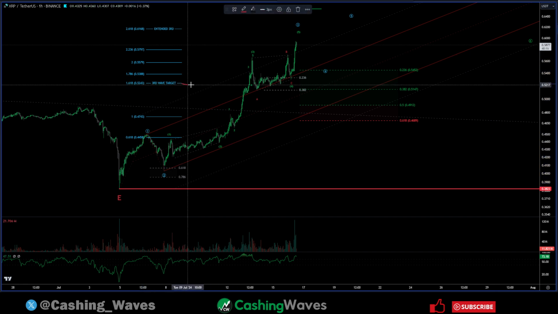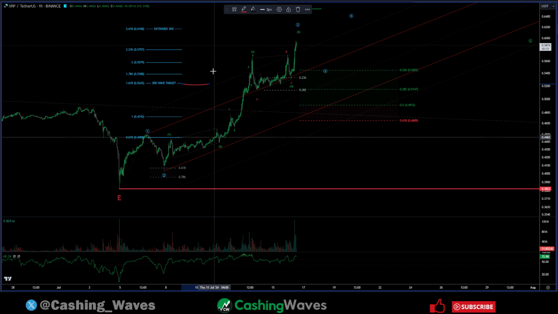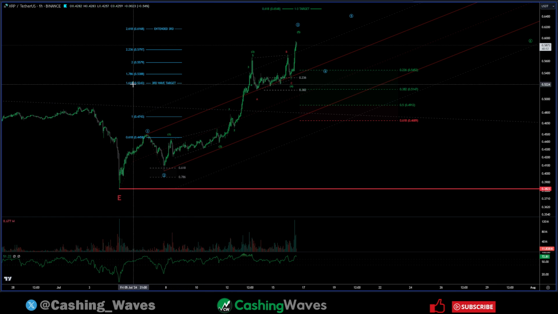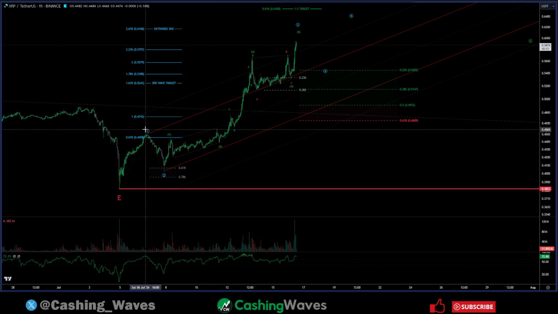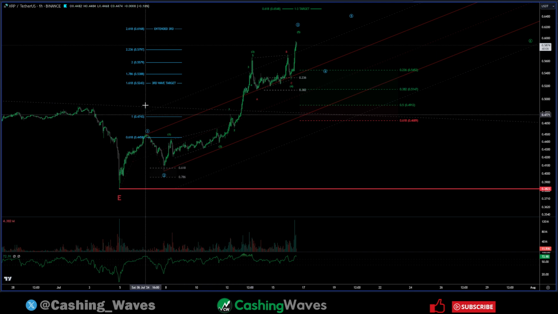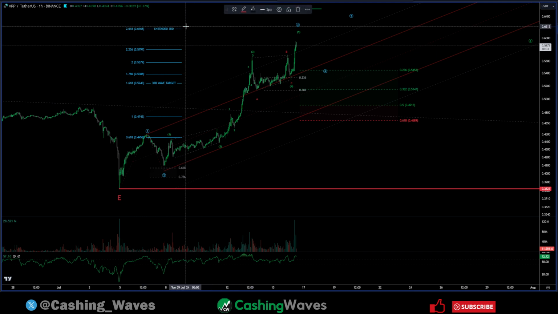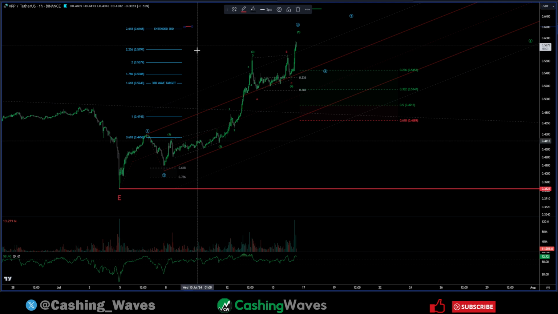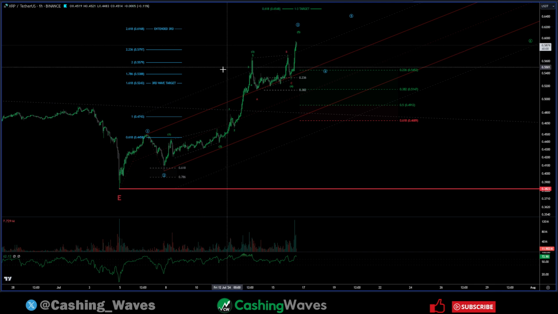Expected target for a third wave is 52.43 cents at the 161.8% extension of wave 1 off wave 2. You can see we came past that. Our extended third wave target is the 2.618 at 61.68 cents.